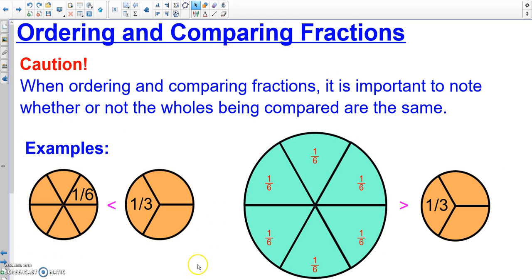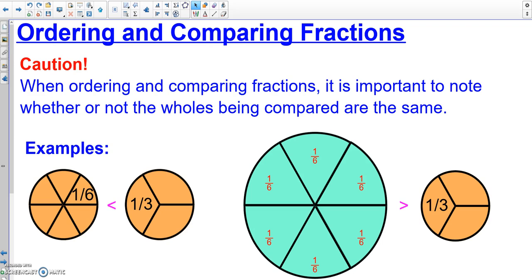Here is another caution. When we are ordering and comparing fractions, it is important to pay attention to whether or not the overall wholes that are being compared are the same. Here's some examples. These overall wholes are the same, and so it is correct to say that if we take the overall whole and divide it into 6 equal pieces, 1/6 is going to be much smaller or less than 1/3 of that same whole.